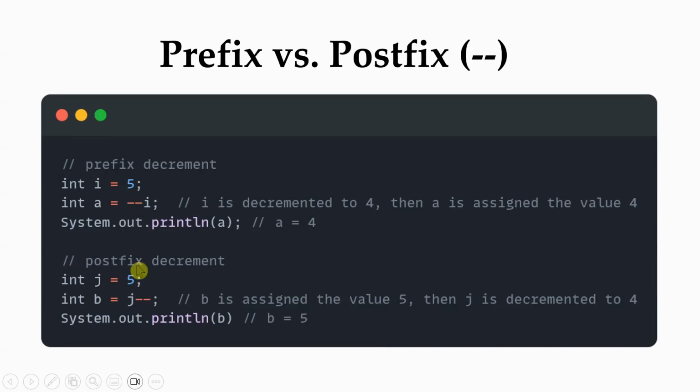For postfix decrement, similarly, I declare a variable j, which is equal to 5. I do integer b equal to j--. So here I will assign the original value of j to b first, then only I do the decrement. So if I assign the original value of j to b, now my b will be equal to 5. So if I print System.out.println(b), I will get 5.